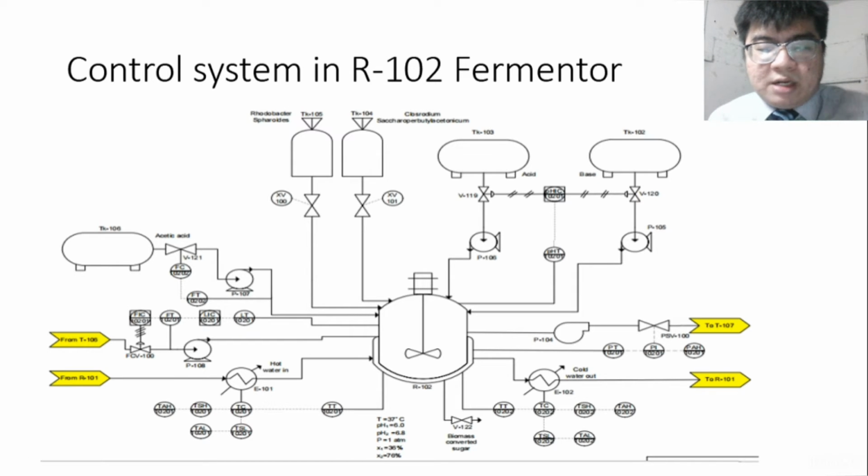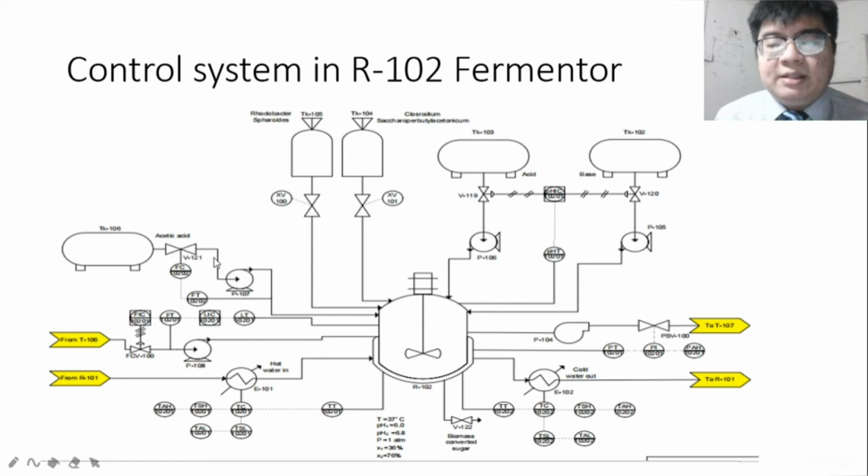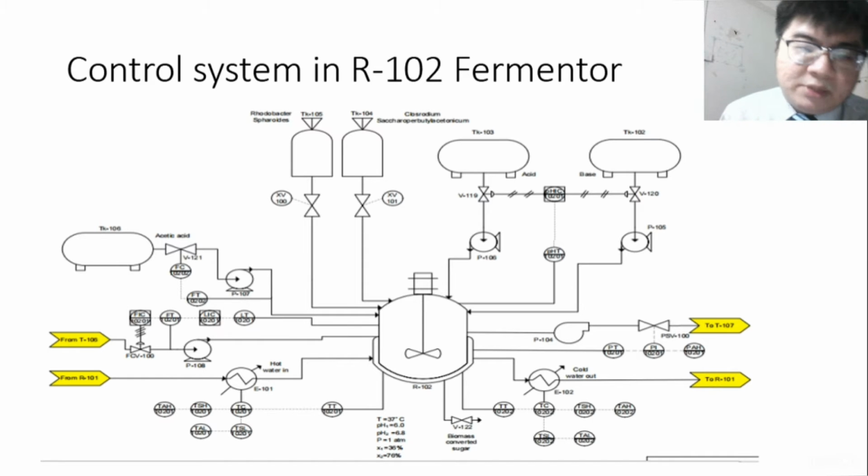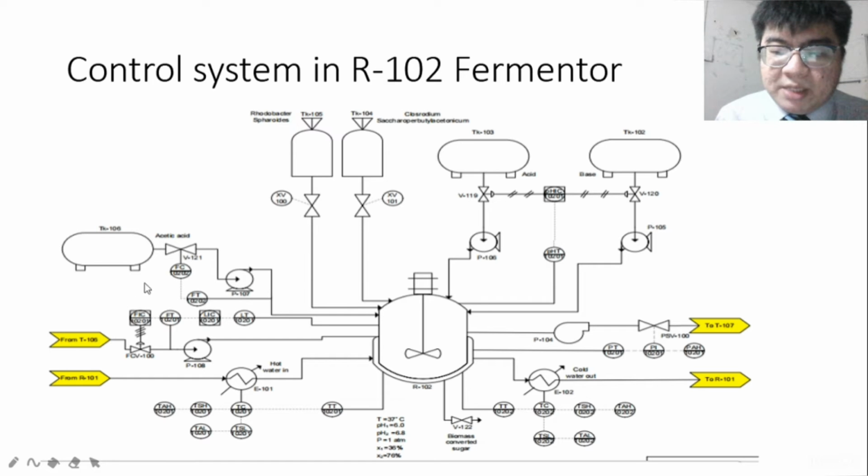Another control is flow control loops to control the flow rate of the acetic acid to the fermenter. When acetic acid is insufficient during fermentations, valve 101 will open, and to prevent overdose, an alarm is installed to alert the operator if the flow is too low or too high.